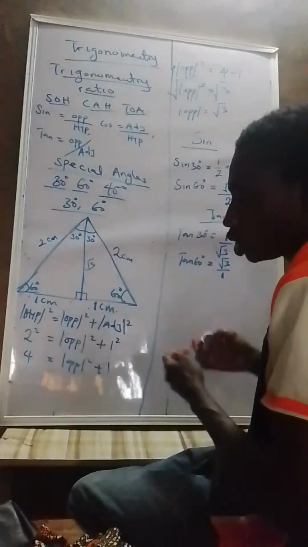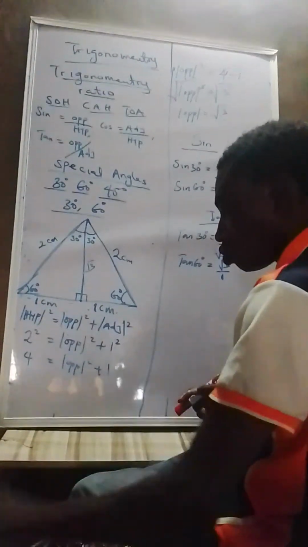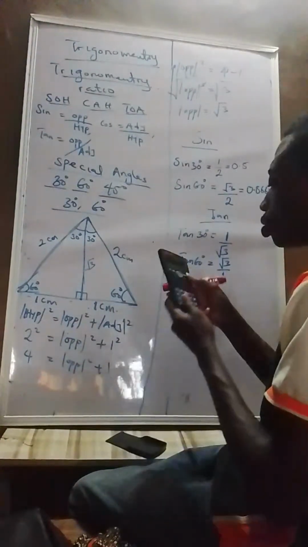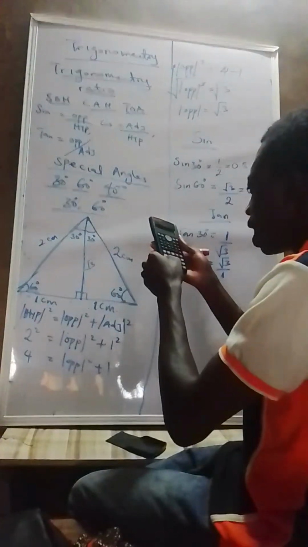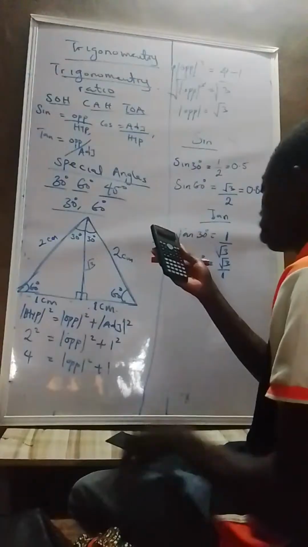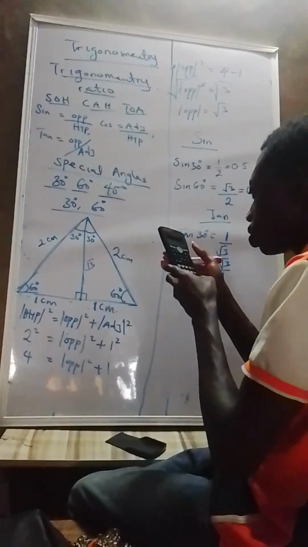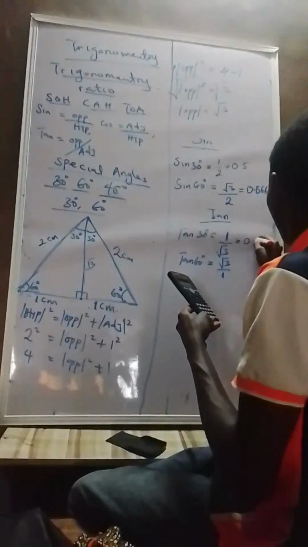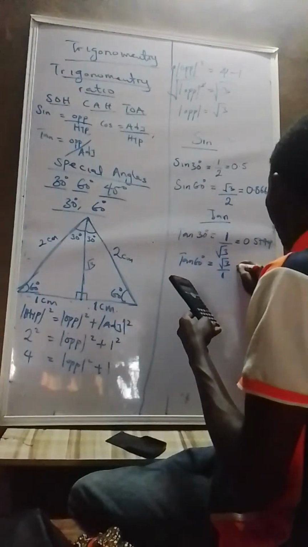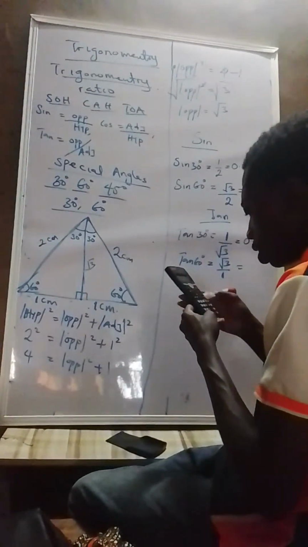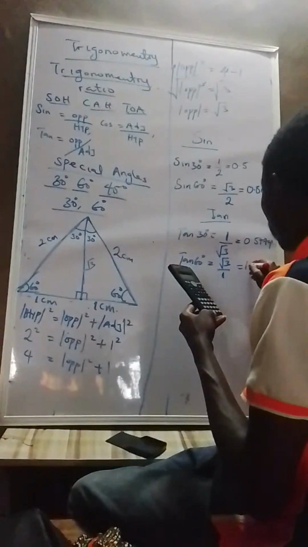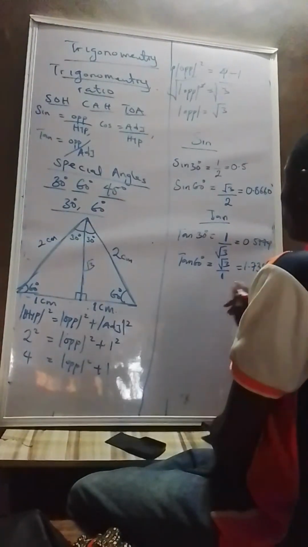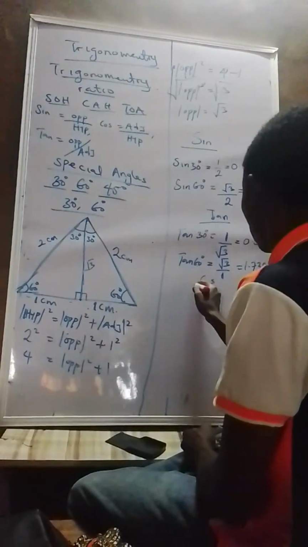Now, in short form, if we should say 1 divided by the square root of 3, I used the calculator to confirm. So it means 0.5774. And root 3 is going to give us 1.7321. Then in this case, we have what we know as cosine, which is cos.